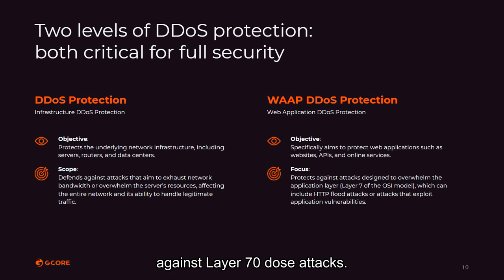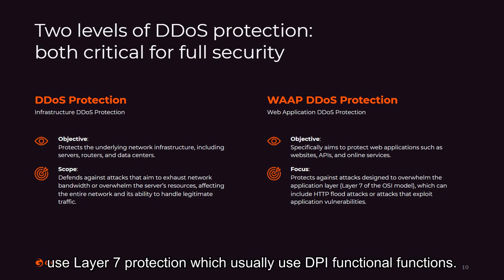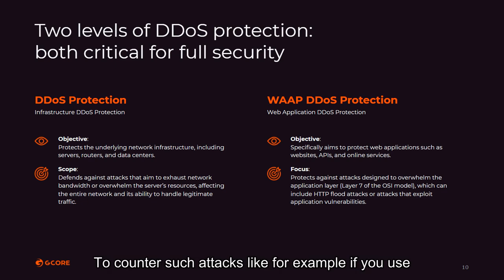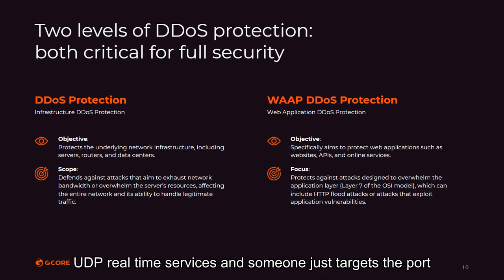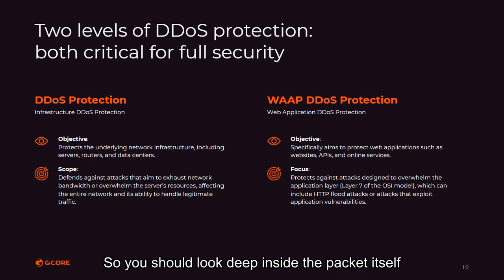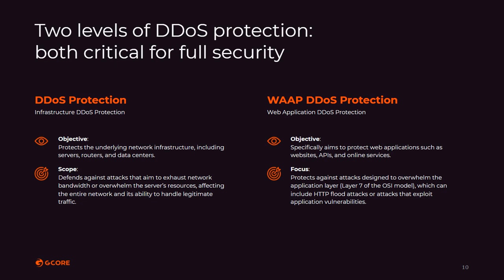against layer 7 DDoS attacks, and by the way, many of our clients, like in gaming and in fintech, use layer 7 protection, which usually uses DPI functions and signature analysis to counter such attacks. For example, if you use UDP real-time services and someone targets the port used to deliver those services with a UDP attack, it's hard to distinguish the good traffic and bad traffic using just layer 3 and layer 4 protection. So you should look deep inside the packet itself to understand if the packet that you are getting belongs to a legitimate one or to a bad one.